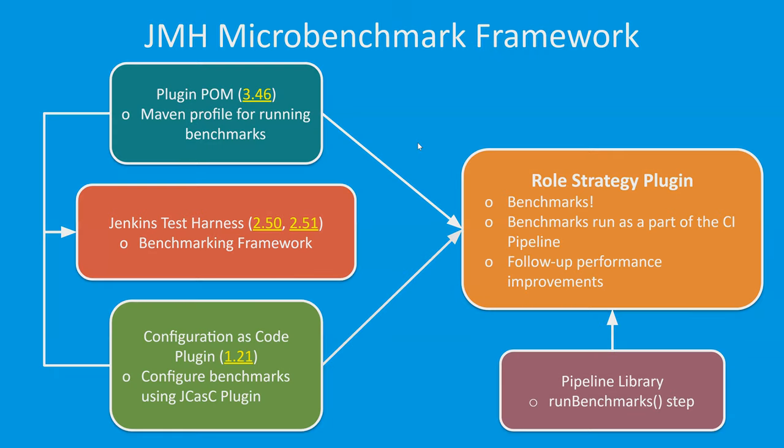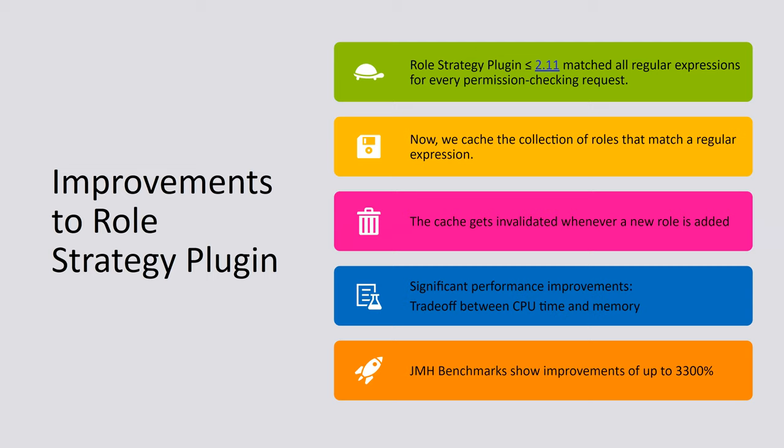There were a couple of major changes made to the role strategy plugin to improve its performance. For every permission checking request that it got, the role strategy plugin used to go through all of the regular expressions every time. To prevent that, we've added a cache of the roles that match a given regular expression. This cache gets invalidated whenever a new role gets added, so it maintains the coherence of data. This has given us significant performance improvements. Basically, this was a trade-off between CPU time and memory.